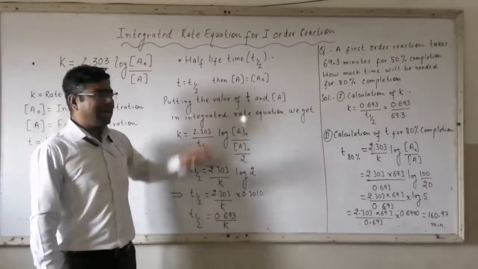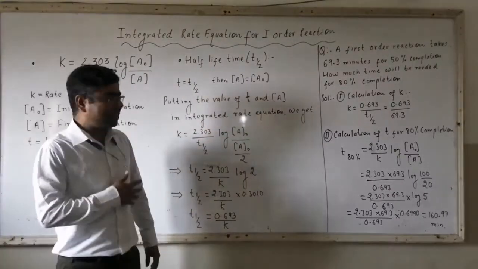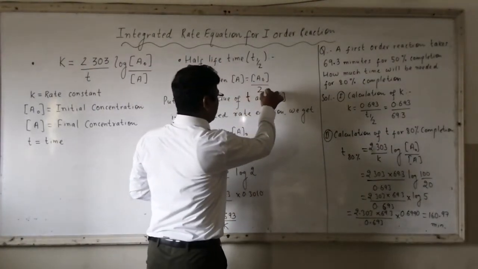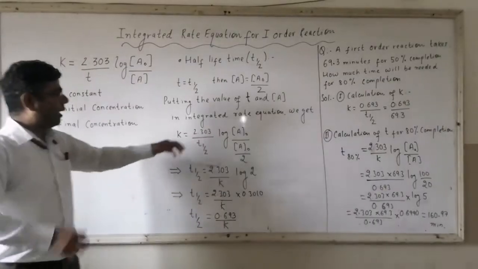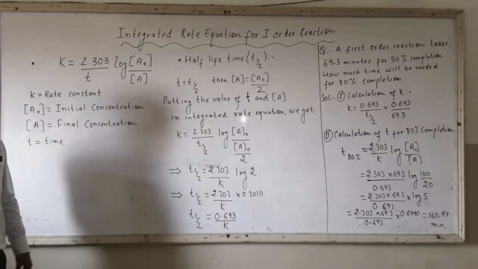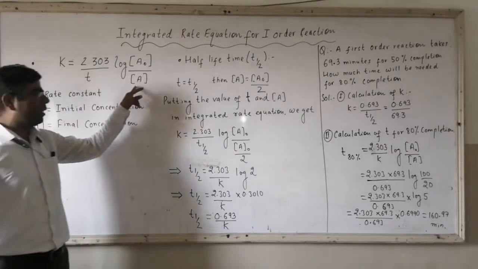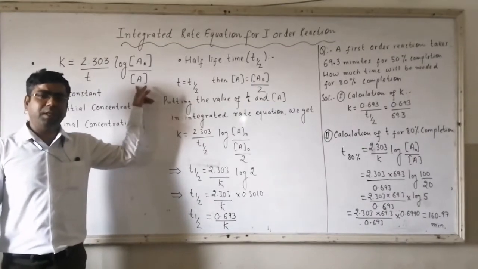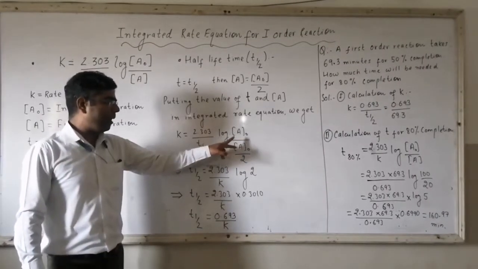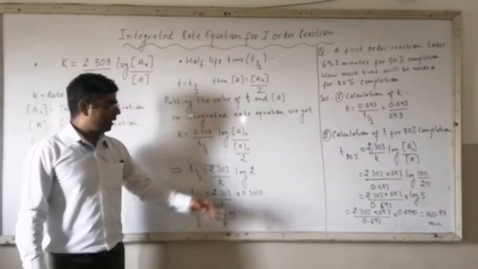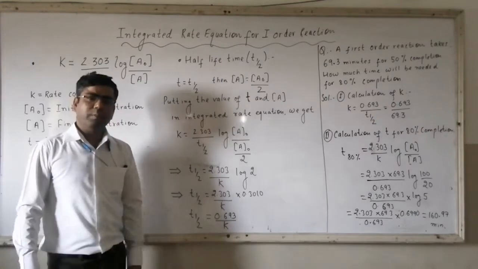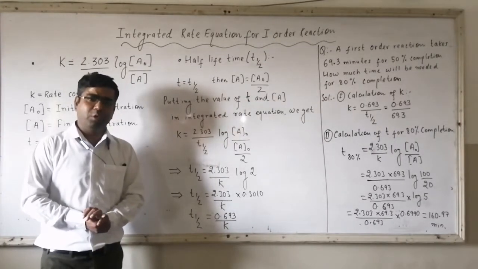So when t becomes t half, then the final concentration, that is A, will be equal to A0 by 2. Now, putting the values of t and A in the integrated rate equation, t becomes t half and the final concentration becomes A0 by 2, half of the initial concentration. So here k equals 2.303 by t half into log of A0 by A0 by 2. Cancel out A0 with A0. 2 will go to the numerator. It becomes log 2. Value of log 2 is 0.3010.